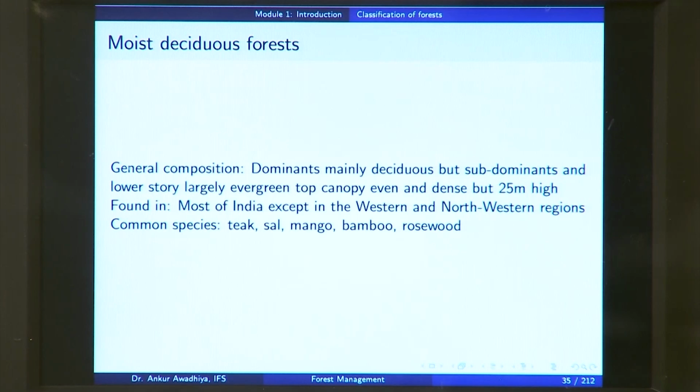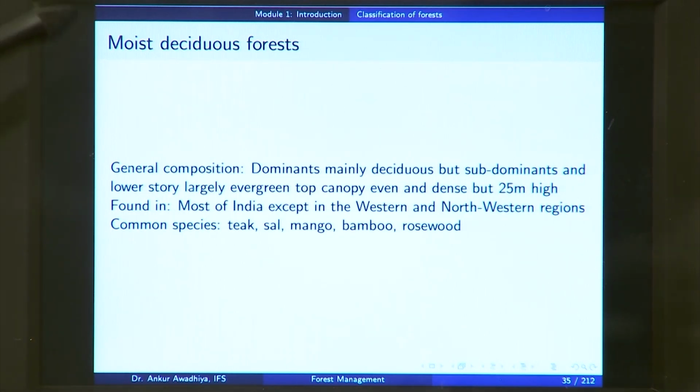So, what are these moist deciduous trees now? Moist deciduous forests have a general composition which includes dominants which are mainly deciduous, but subdominants and lower story that are largely evergreen. The top canopy is even and dense, but as high as 25 meters.